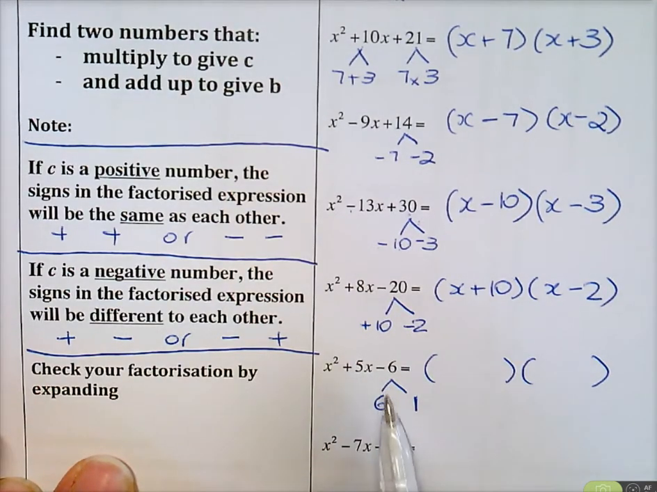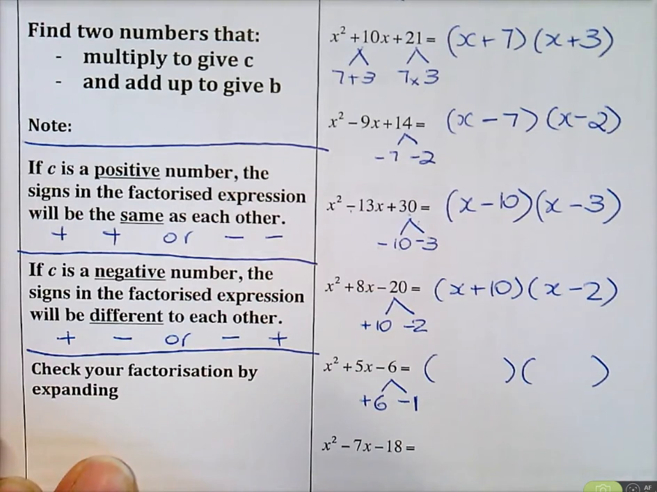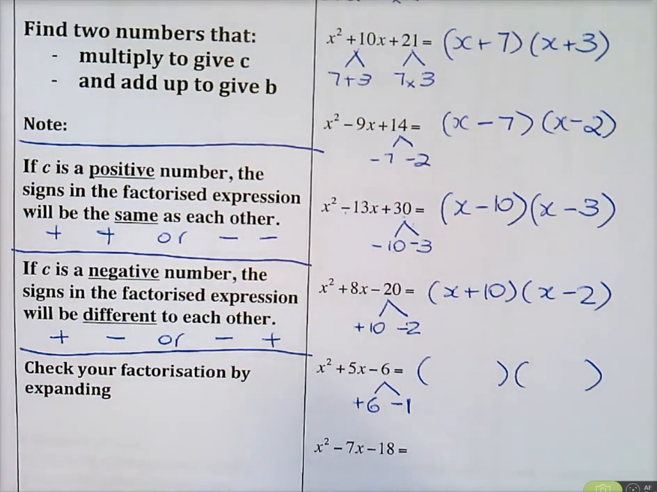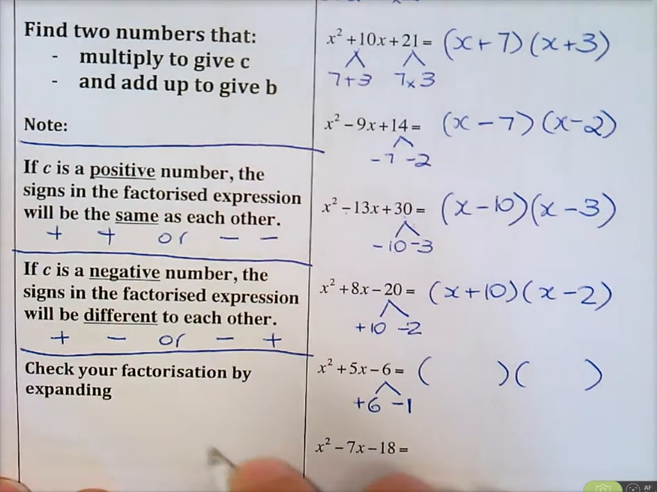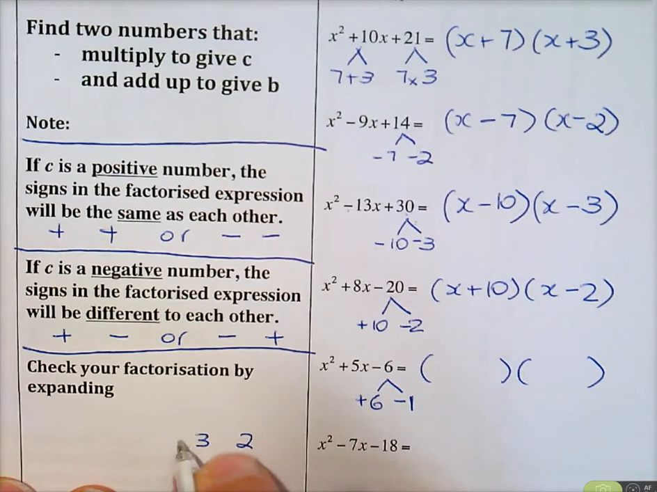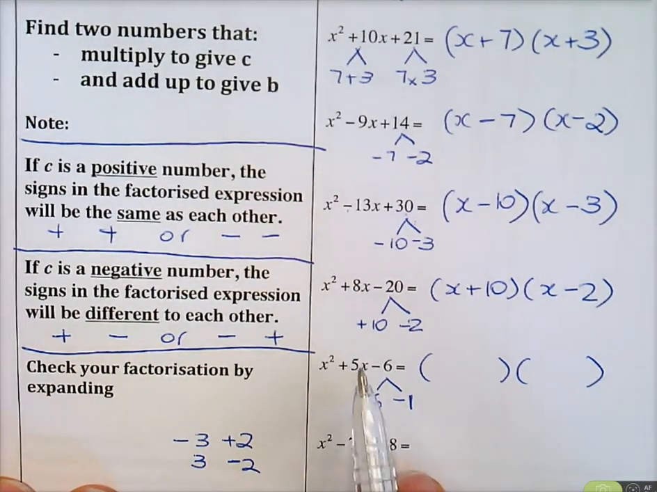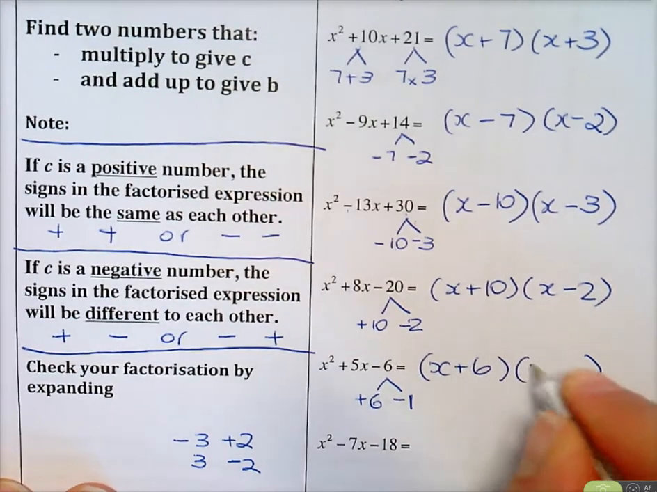Girls, you want it to add up to give plus 5x. One of them's got to be positive, one's got to be negative. Plus 6 minus 1. Because plus 6 times negative 1 is negative 6, and then adding them, 6 pluses, 1 minus, gives 5 pluses. Girls, if you tried, let's say, 3 and 2, that's an obvious one to choose as well. But one of them's got to be negative. Minus 3 plus 2 gives negative 1. 3 minus 2 gives positive 1. Doesn't give positive 5. So I've got x plus 6, x minus 1.